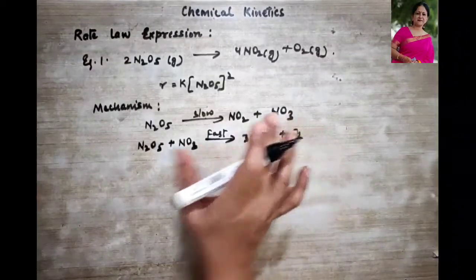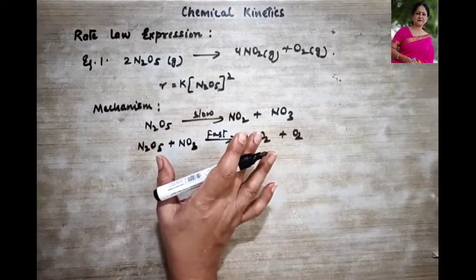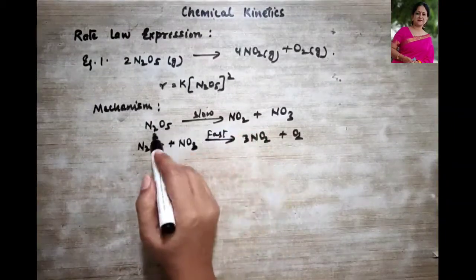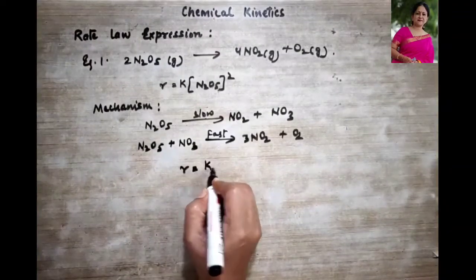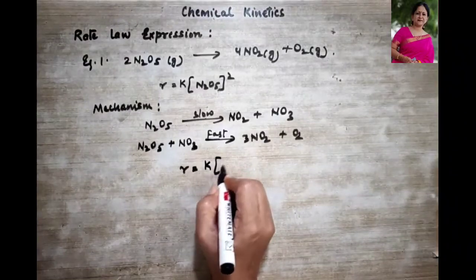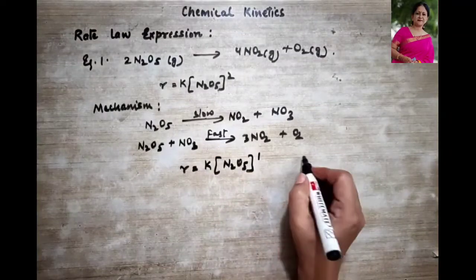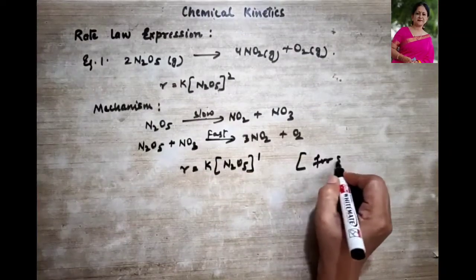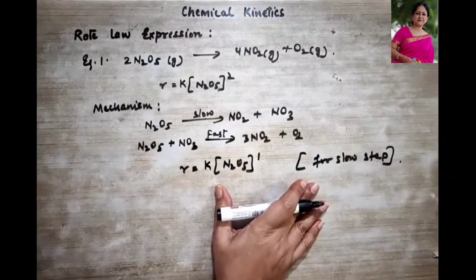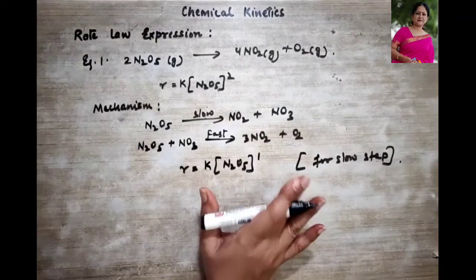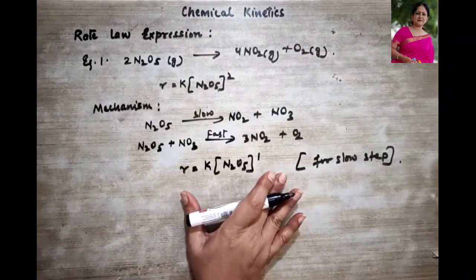But as I told you, the rate law expression is generally written for the slowest step or the rate determining step. So which is the slowest step? This is the slowest step. So this will be R = K, that is your rate constant, [N2O5] to the power of 1. So this is for the slow step. I hope this is clear. So this expression is the rate law expression, or we can also say it is the rate equation, right?